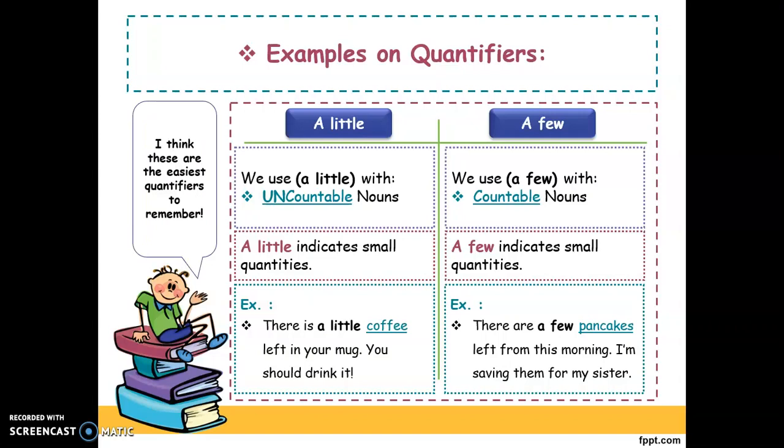Billy thinks that these are the easiest quantifiers to remember. And I think Billy has a point. Let's look at the next slide.